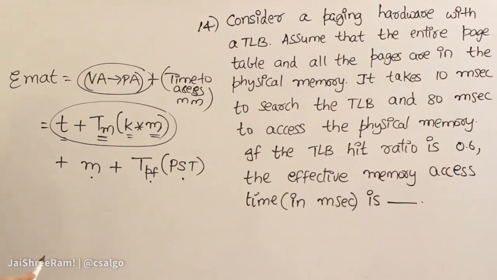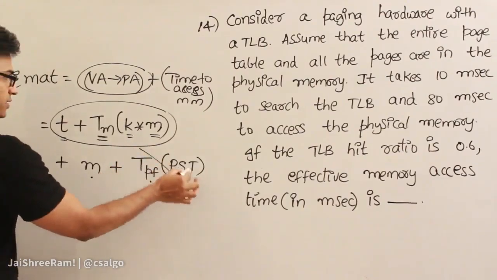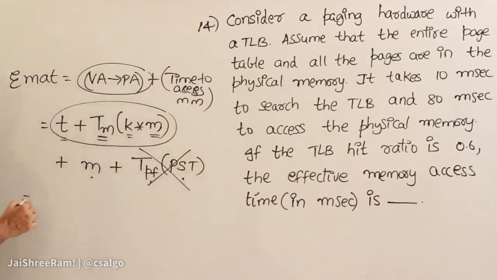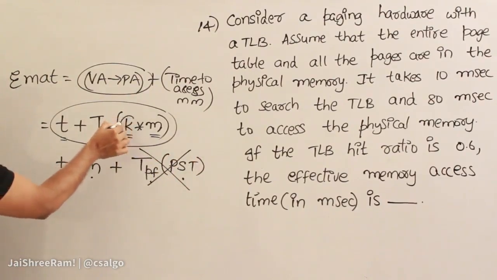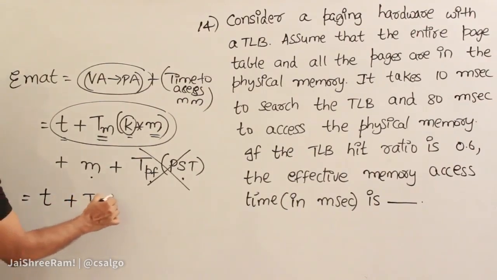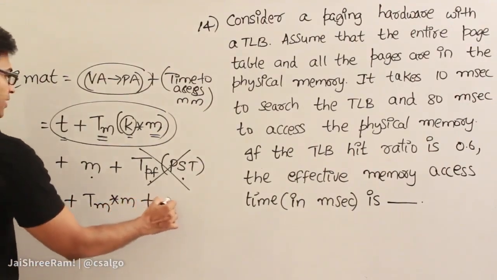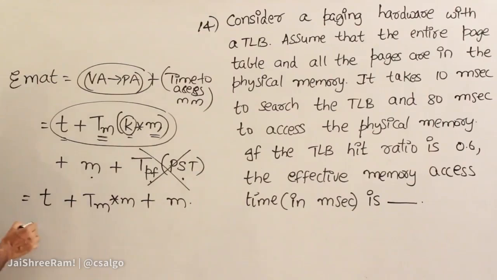Got it? Now, they are saying that there is no page fault at all, which means you need not consider this factor. And the levels are not given, therefore k is 1. So what is the final formula? Time taken to access the TLB, plus, in case there is a TLB miss, multiply by the main memory access time, plus the time taken to access the physical memory. And how much is this?